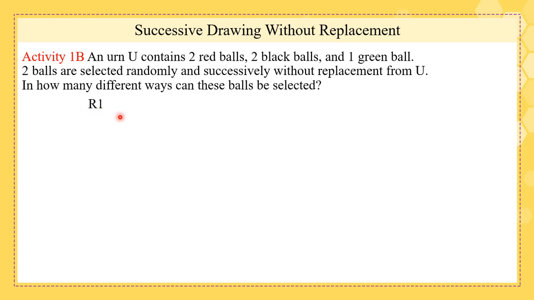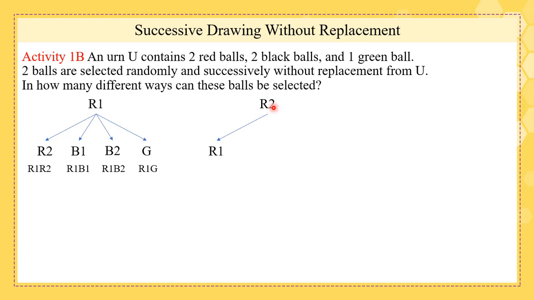The first ball could be R1, and if the first ball is R1, the second ball could be R2, B1, B2, or green. In this case, the first selections are R1 R2, R1 B1, R1 B2, R1 G. Well, the first ball could be red 2, and if the first ball is red 2, the second ball could be red 1, or black 1, or black 2, or green. And the selections would be R2 R1, R2 B1, R2 B2, and R2 G.